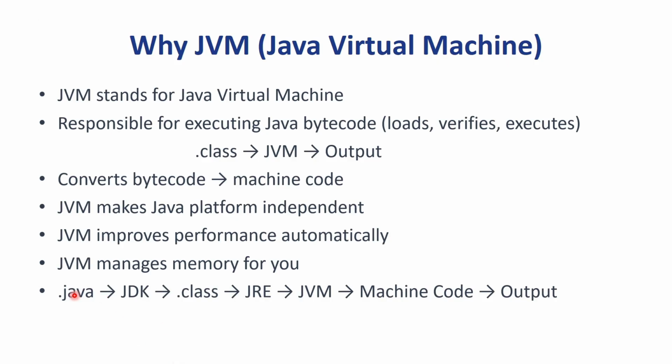So this is the overall picture. A .java file with the help of JDK is converted into a .class file. This class file with the help of JRE goes into JVM. JVM converts this into machine code, and finally we get the output.